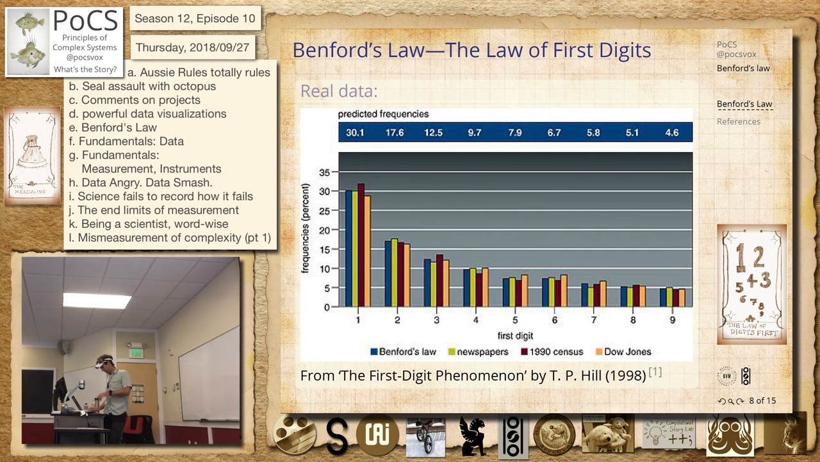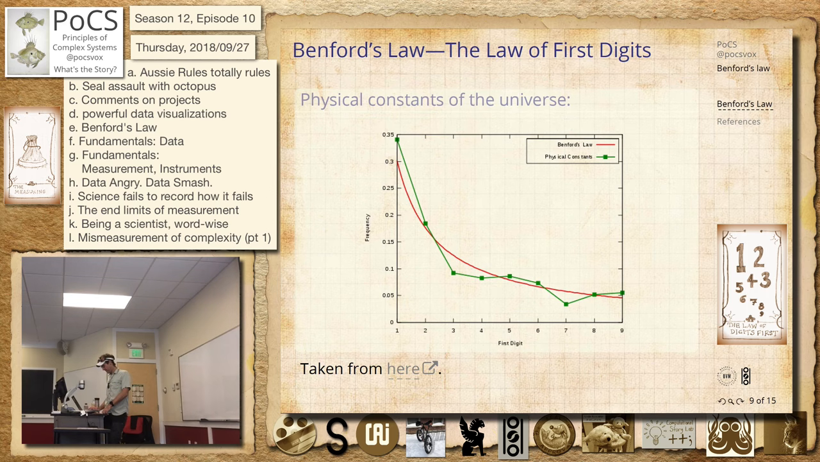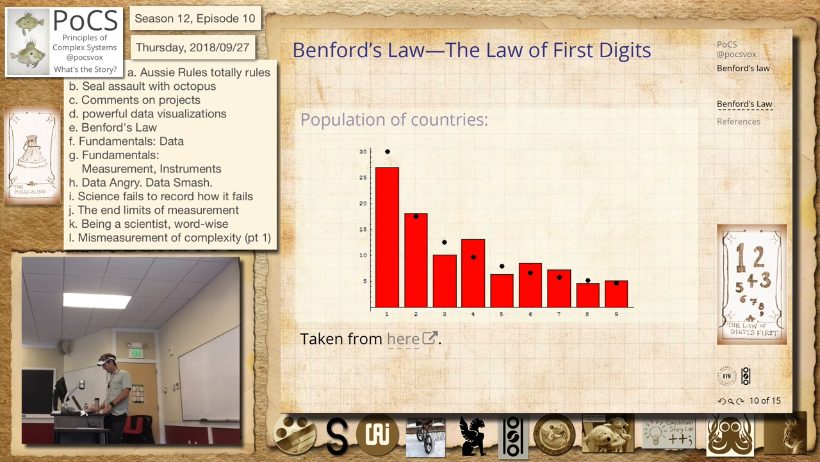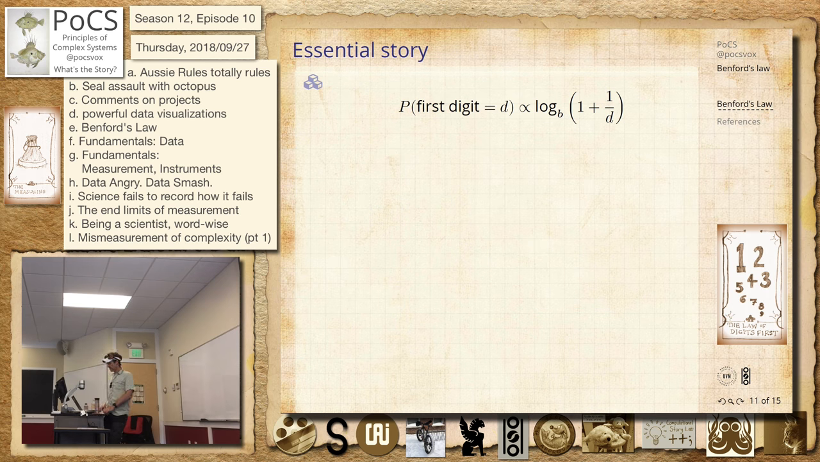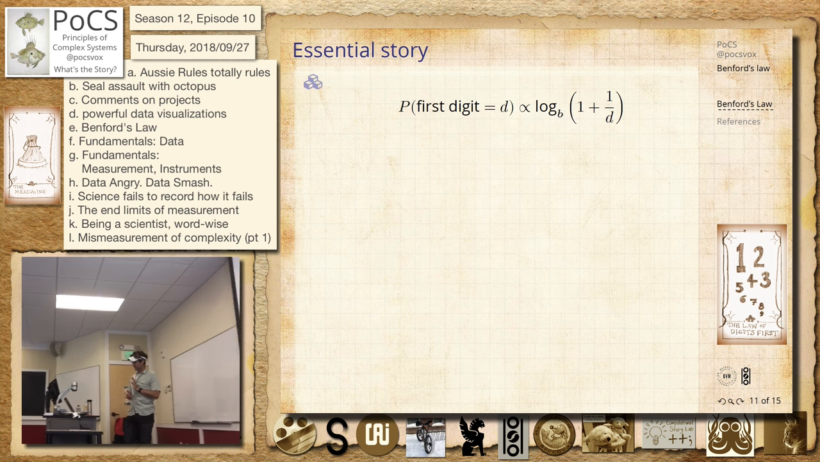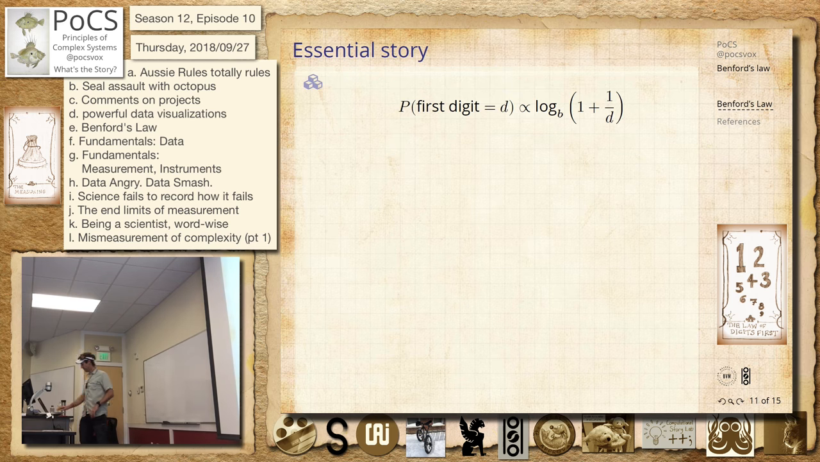It's a cool thing. This is a paper from actually 98. Physical constants of the universe, pretty crazy. It's not perfect, but it has this unevenness. That one's weird. So what's going on? This is the population of countries, also weird. And here's just a little bit about it that might help make sense.